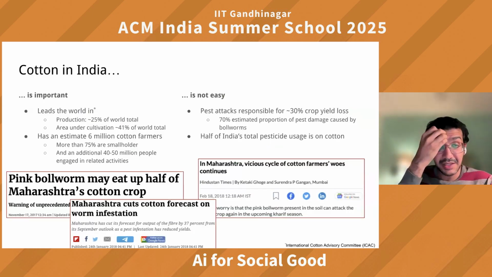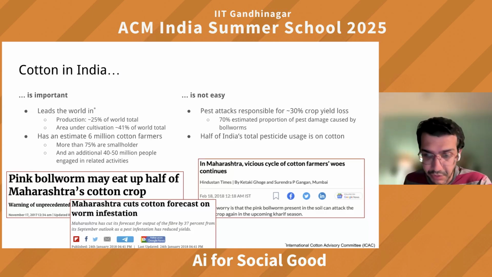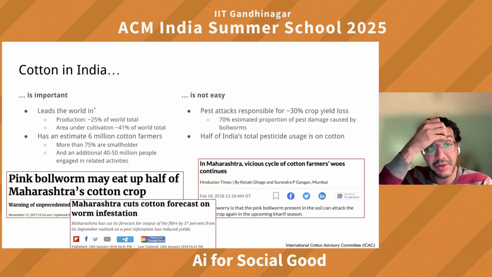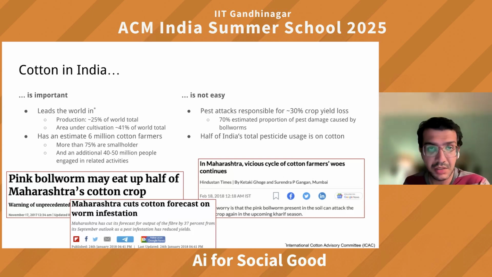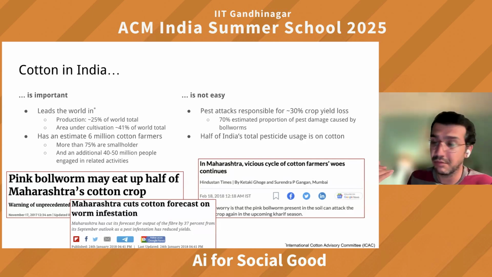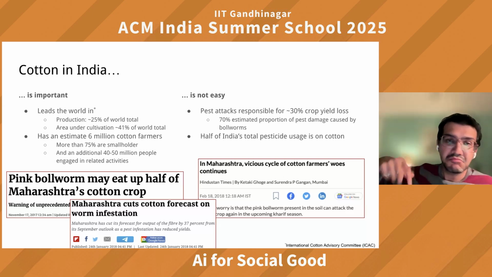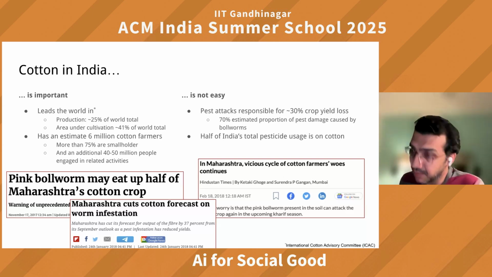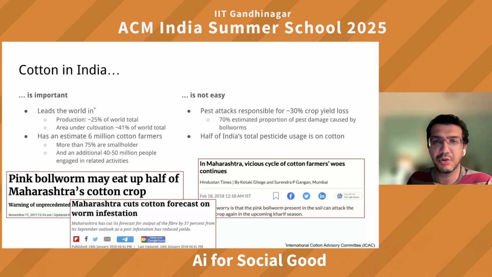But just to give you a sense of why this is critical for India, it is important because India produces 25% of the world's cotton. 41% of the cotton land in the world is in India, and if you can see, that is 25% of production but 41% of the land, which means our yields are lower than some of the other parts of the world. One of the key reasons for lower yield is pests.